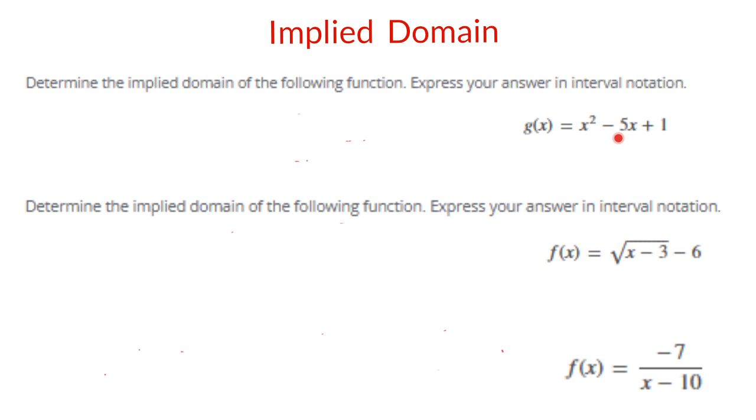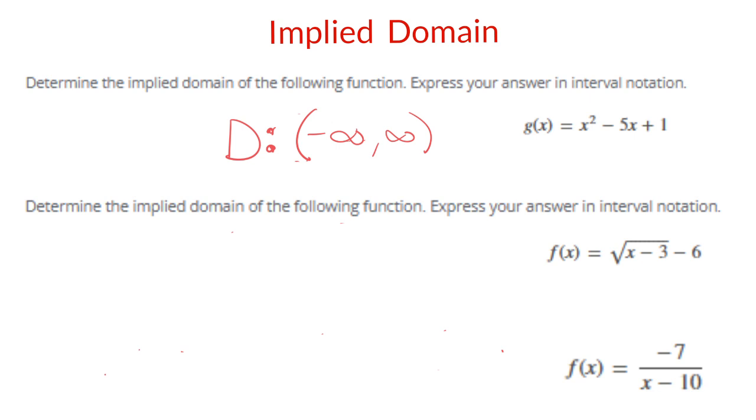Here's an example of a function where I can plug whatever I want in for X. There's not going to be any issues. I can plug in 2, I could plug in -2, I could plug in 22. Doesn't matter. I'm going to get some numbers. That's the best case scenario. If that's the case, then what we would say is our implied domain is that X can be anything, and anything to us means negative infinity to positive infinity. Sometimes you'll even get the option on your homework to just click the button that says all real numbers. That means the same thing.